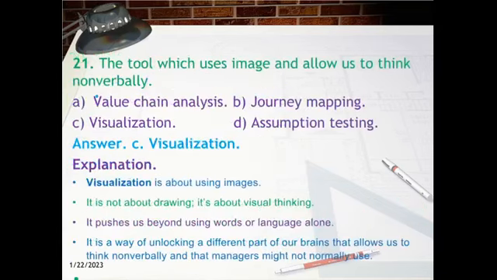21. The tool which uses images and allows us to think nonverbally: A. Value chain analysis, B. Journey mapping, C. Visualization, D. Assumption testing. Answer: C. Visualization. Explanation: visualization is about using images. It is not about drawing, it's about visual thinking. It pushes us beyond using words or language alone. It is a way of unlocking a different part of our brains that allows us to think nonverbally and that managers might not normally use.